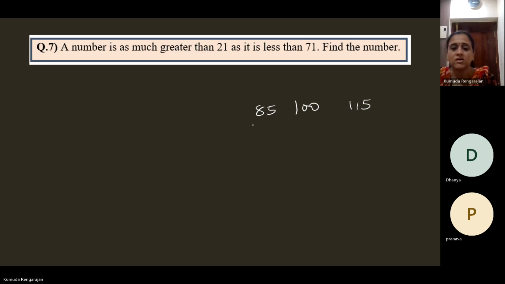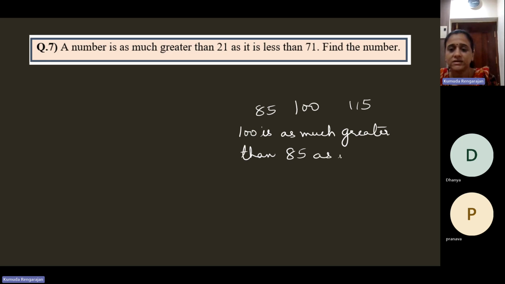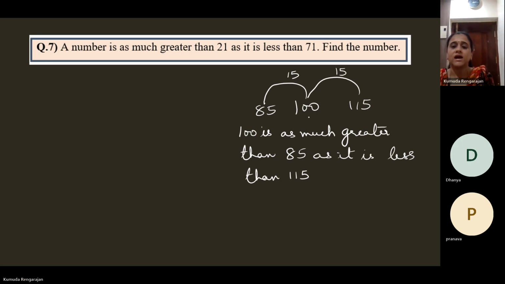Okay, let me write it here. 100 is as much greater than 85 as it is less than 115. That means the difference between these two is 15. 100 is greater than 85, but 100 is less than 115. We are talking about the number 100.